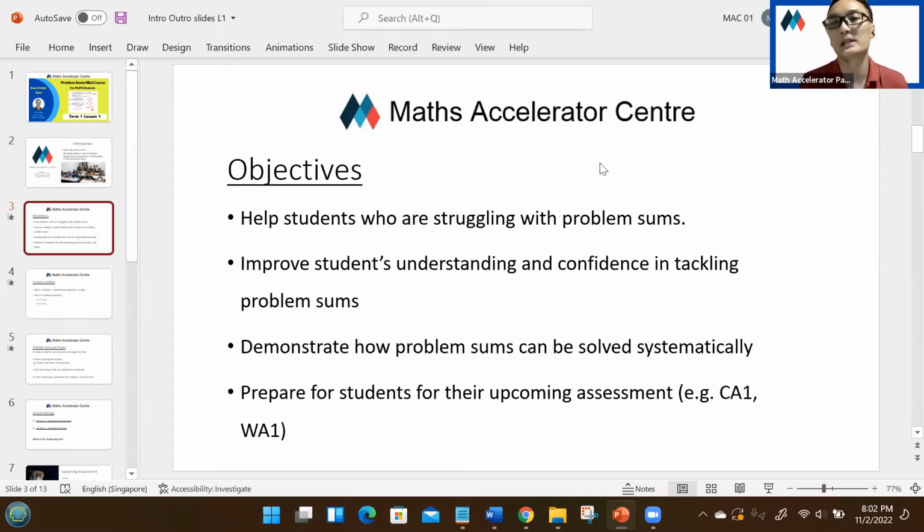Some of you will be having CA1, continuous assessment 1, while others like the P5 will be having WA1, weighted assessment 1. These are the upcoming exams, which I think will be starting from next week and the week after. That's just a brief introduction.